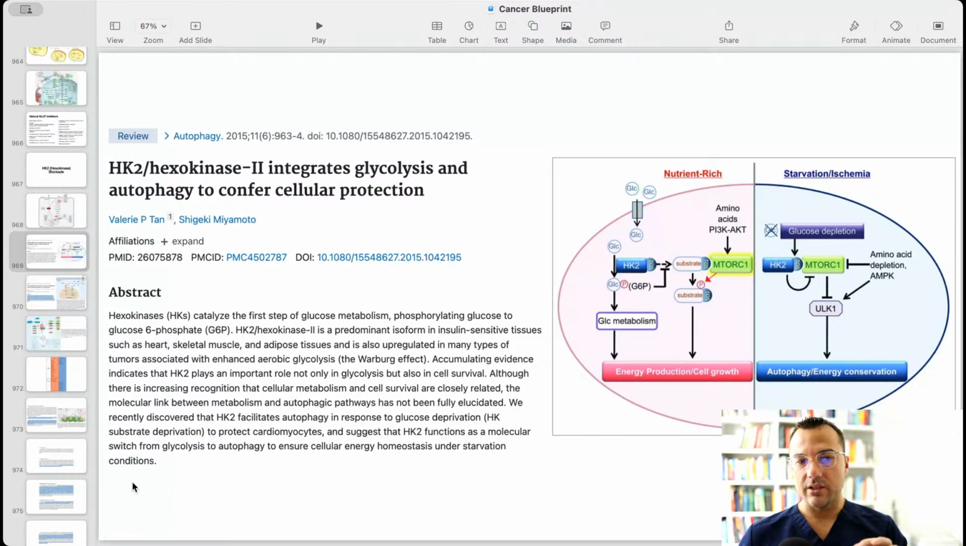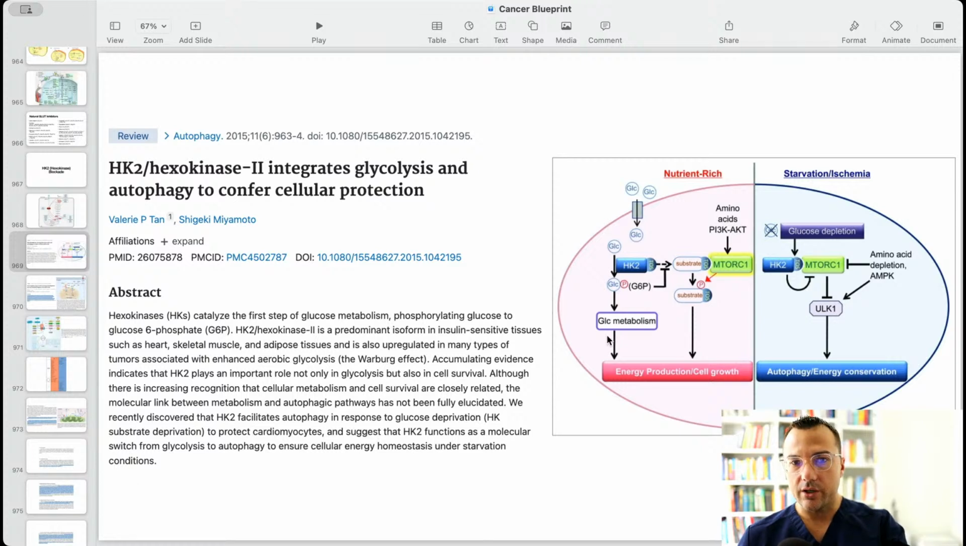Basically, what they're saying is that when you restrict glucose or deprive the cells of glucose, then hexokinase, whose only role is to take glucose and turn it into glucose 6-phosphate, is deprived of its substrate, to protect cardiomyocytes. This suggests that HK2 functions as a molecular switch from glycolysis to autophagy to ensure cellular energy homeostasis under starvation conditions, which I think is pretty interesting.